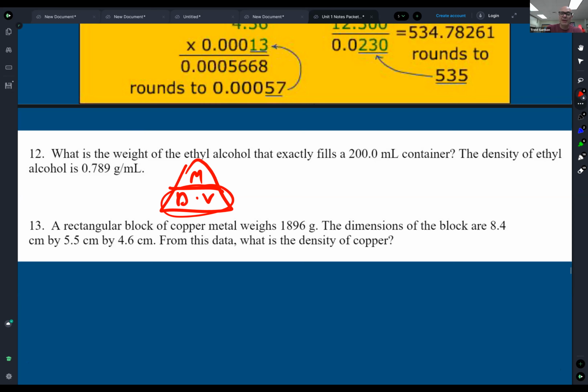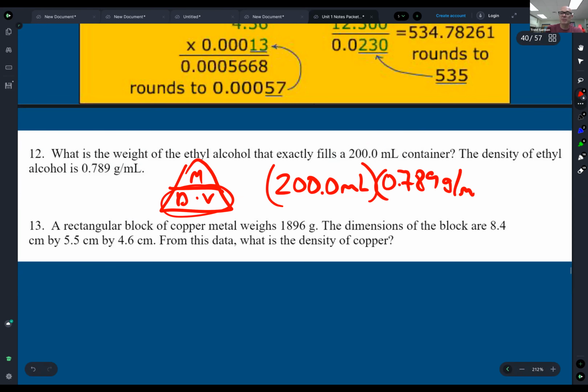All right, so I have a volume. That's 200 milliliters, and let's use significant figures: 200.0 milliliters multiplied by 0.789 grams per milliliter. Now, the first thing I want you to notice, when I multiply, I've got two milliliters. There's one on top and there's one on bottom. They are going to cancel out and give me the unit that I desire, which is grams for a mass.